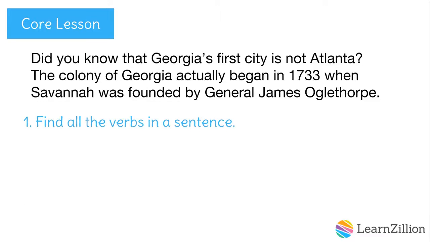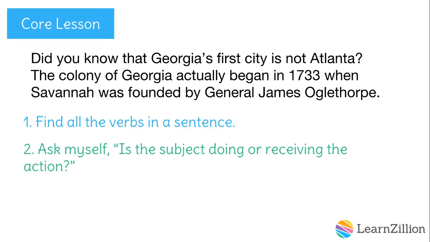The first thing that I want to do is find all of the verbs in a sentence. After that, I want to identify the subject that goes with each verb and ask myself, is this subject doing or receiving the action? So I'm going to begin by circling the verbs here in the first sentence, did know and is. Now I just have to find the subject for each of these verbs.